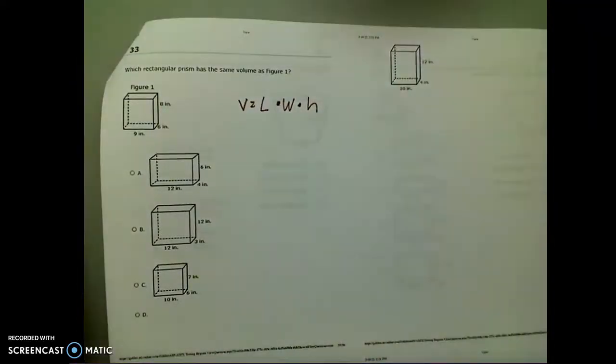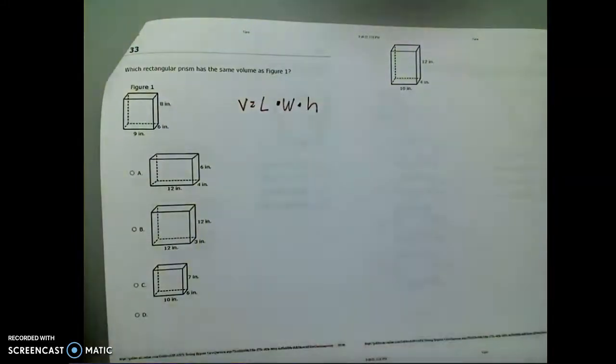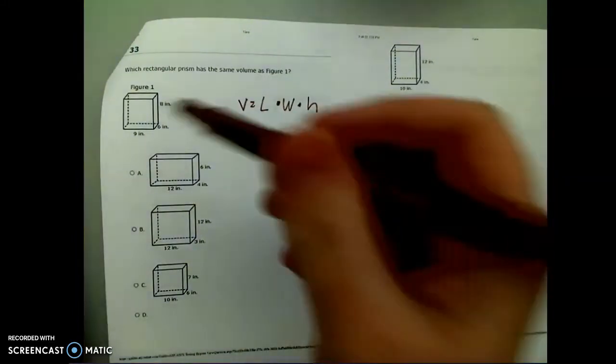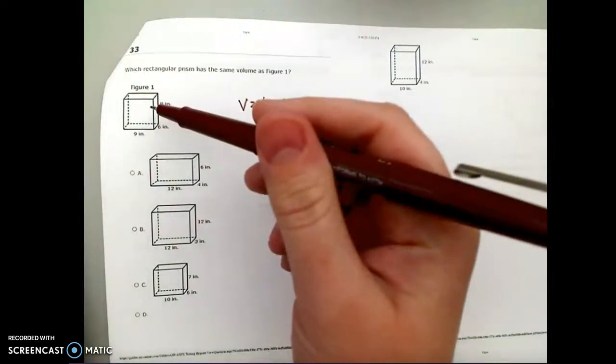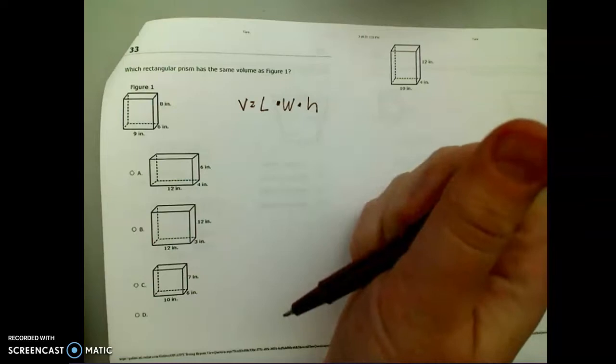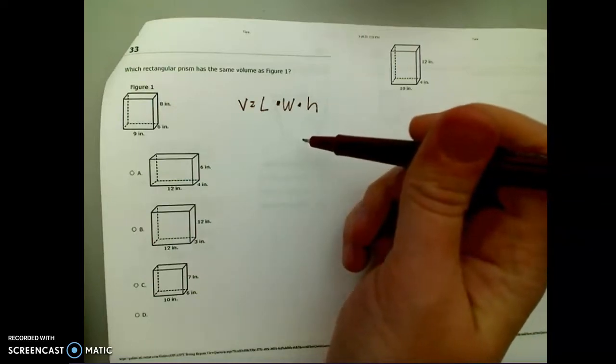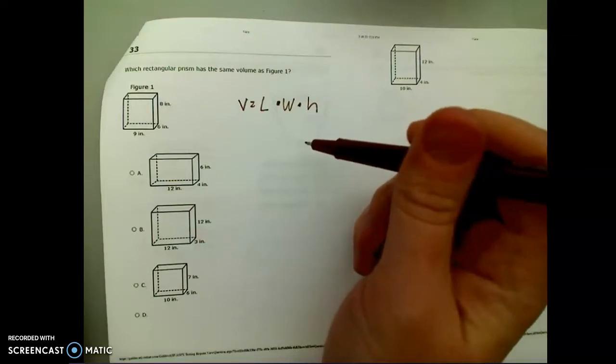Now, I don't want you to get worried about which number is length, width, and height. If you remember when we talked about it, if we turn the shape around, then these will be in a different position. And since multiplication can happen in any order you want, it really doesn't matter.